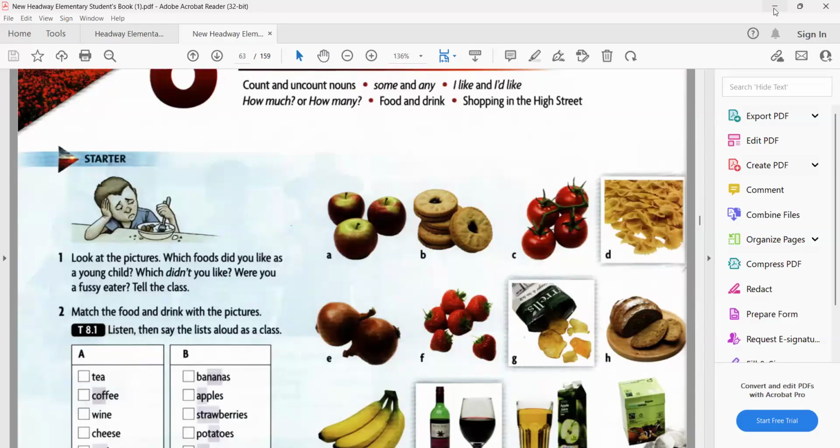I ate an apple. Why did I use an here? I used an because apple is countable. When I can count it, I use an. So I ate an apple. When it's uncountable, how can I use this sentence? So I say, there isn't any milk. Why did I use any? Because it's uncountable. I cannot count the milk. So I use any.